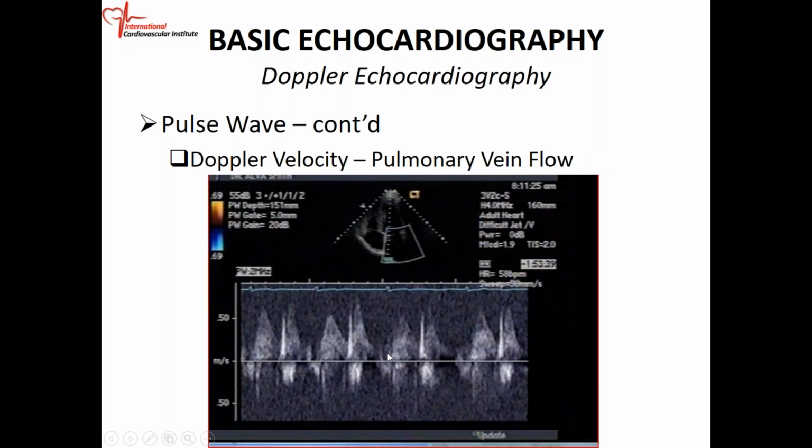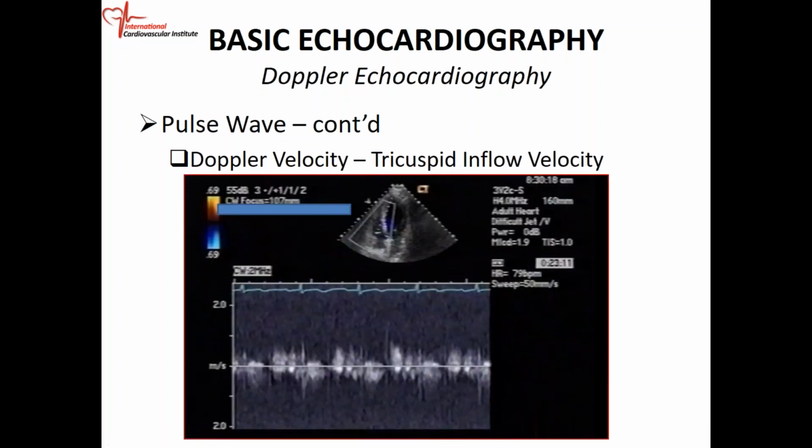Okay? Blood flowing towards the transducer is going to give you a spectral envelope above the baseline. Blood flowing away from the transducer is going to give you a spectral envelope below the baseline. In the normal pulmonary vein flow, the systolic component is a little bit greater than the diastolic component. Okay, very important.